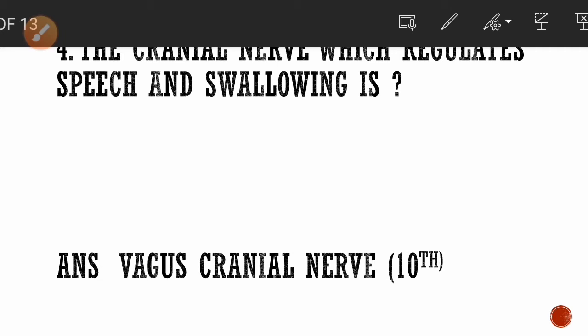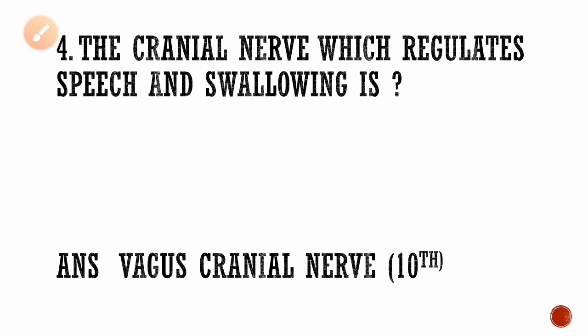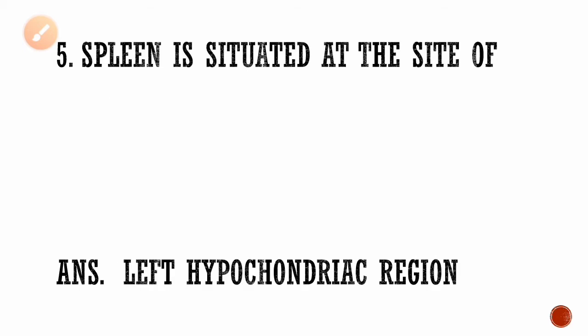Next, fourth question. The cranial nerve which regulates speech and swallowing is. We all know there are 12 pairs of cranial nerves. Every cranial nerve has its own function. So the nerve which controls speech and swallowing. If we are speaking and swallowing properly, then the job is done by a particular cranial nerve. So that is the vagus nerve. The 10th cranial nerve, vagus nerve, is helpful for speech and swallowing.